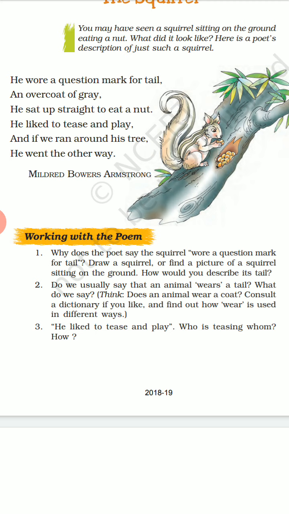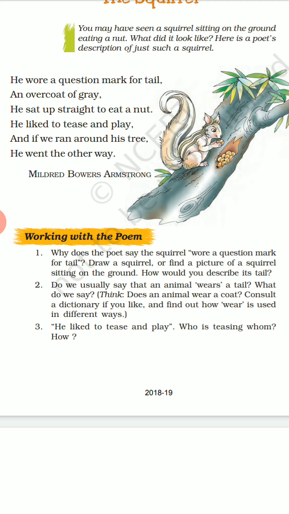The poet says that the squirrel wore a question mark for a tail because its tail is twisted, appearing like a question mark. Or we can say its tail rolls about like a question mark. Or in other ways also we can answer because the tail was raised upwards with the tip pointing downwards. So this is the reason why the squirrel wore a question mark for a tail. So the second question you have to do by yourself. You draw a squirrel, okay? Or you find a picture of a squirrel sitting on the ground and you try to answer how would you describe its tail?